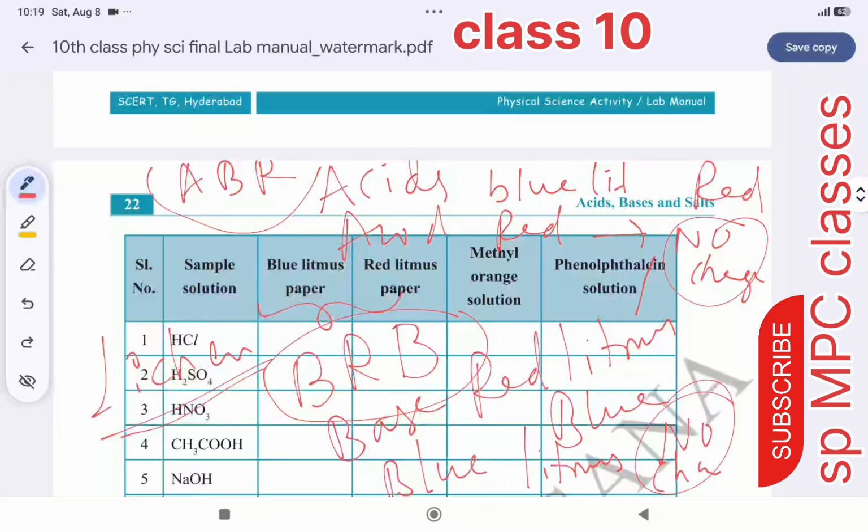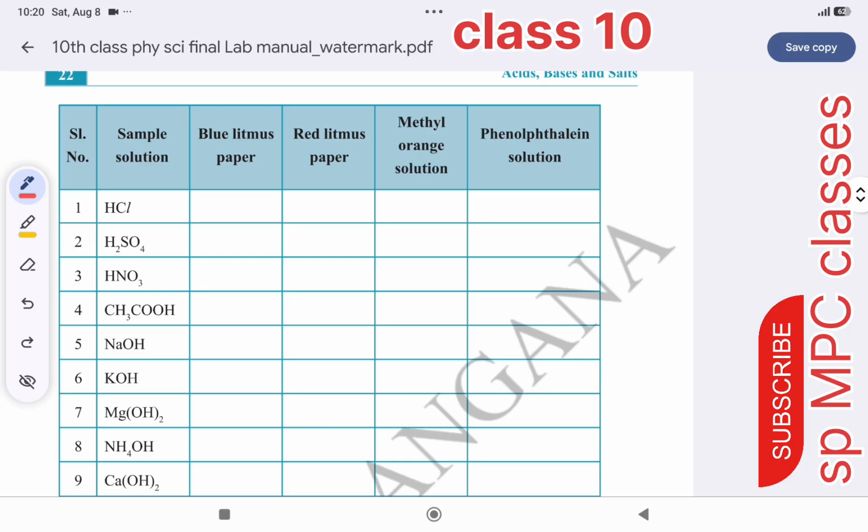Okay, now we are moving to solve this table. Let us complete the table. Hydrochloric acid, HCl, hydrogen is there, acid, H plus. H2SO4, H plus is there, it is also acid. HNO3, H plus is there, acid. CH3COOH, H plus is there, acid. NaOH, OH minus is there, base. KOH, OH minus is there, base. Mg(OH)2, OH minus is there, base. Ammonium hydroxide, OH minus is there, base. Calcium hydroxide, OH minus is there, which is base.